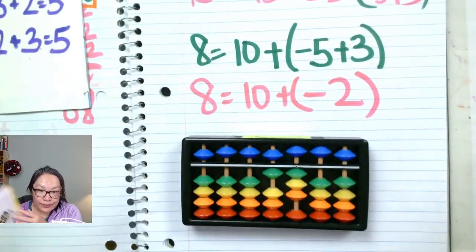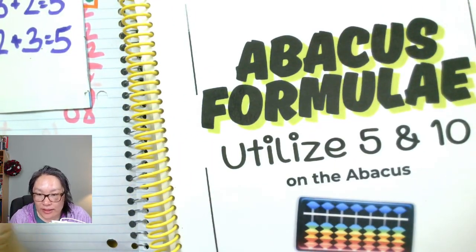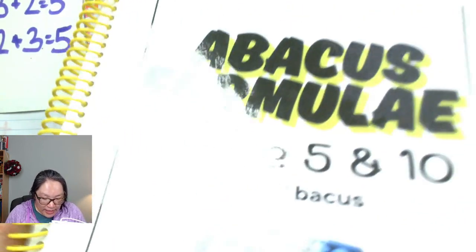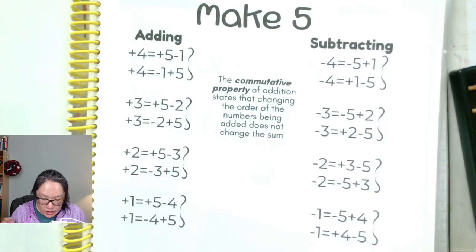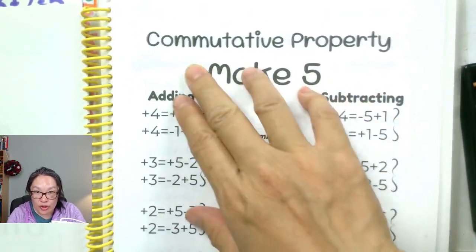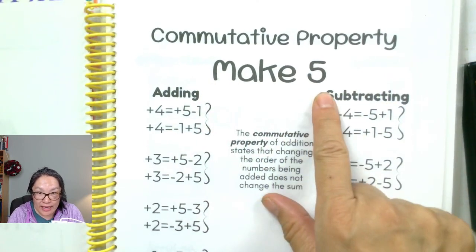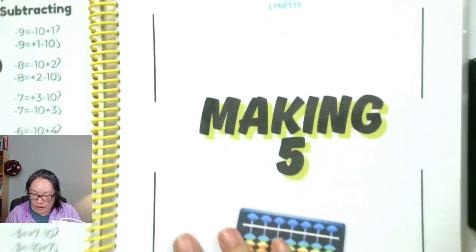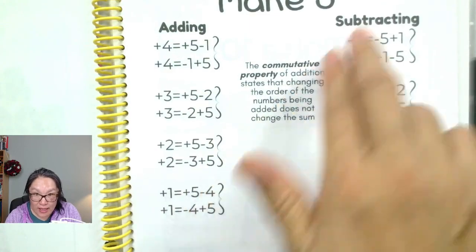This one has all the formulas, and it's also erasable. And so this gives you the beginning part. It shows you the cumulative property, how to make a 5. And then these are all of the formulas on how to make a 5.